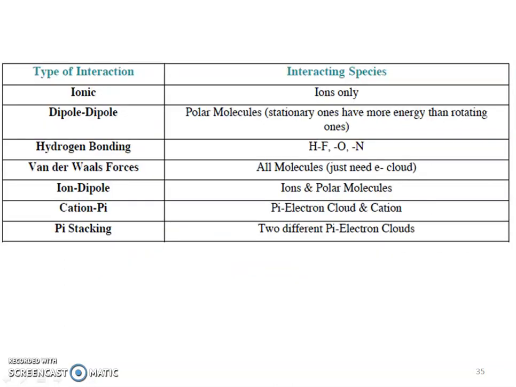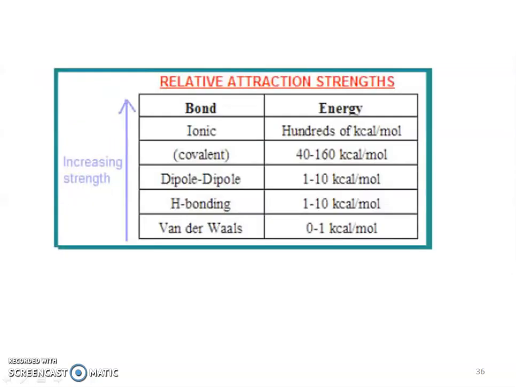And again, just some more information about the different types of interactions between those different species. And again, the strength: I'm always going from weakest to strongest. Now, they don't have some of the other intermolecular forces on here, but they do have what's called van der Waals, and we'll talk about that as well.